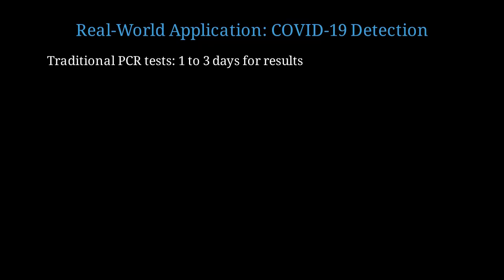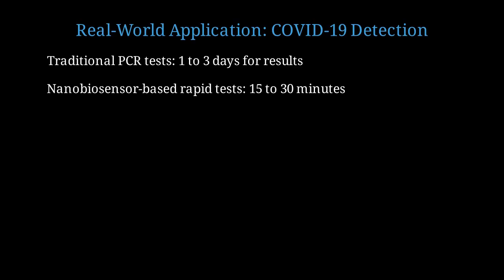Let's examine a real-world application that impacted billions of people: COVID-19 detection using nanobiosensors. Traditional PCR tests require sample transport to centralized labs and take 1 to 3 days for results. During a pandemic, this delay is catastrophic. Nanobiosensor-based rapid antigen tests provide results in 15 to 30 minutes at the point of care. This speed enables rapid isolation and contact tracing.